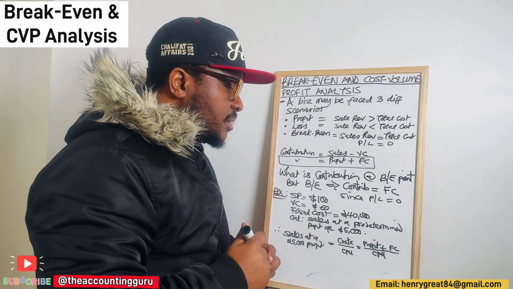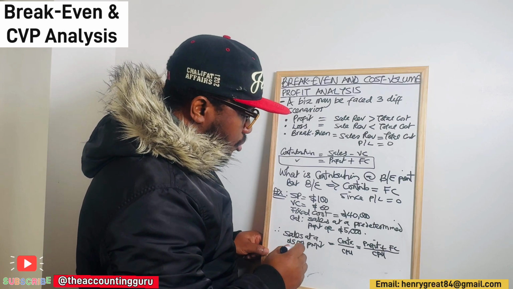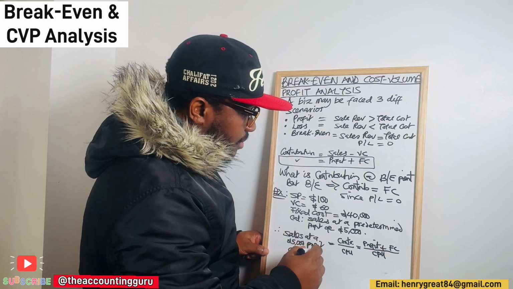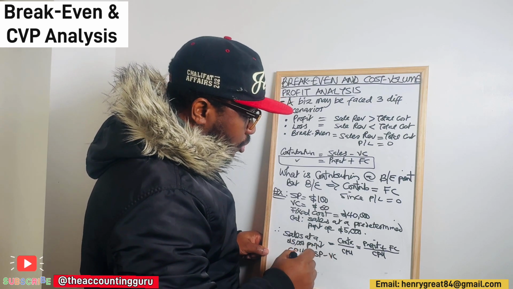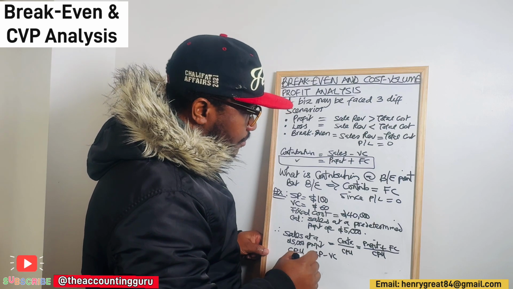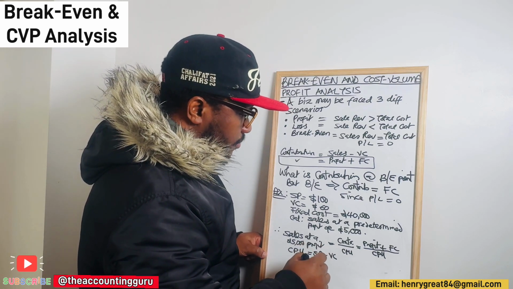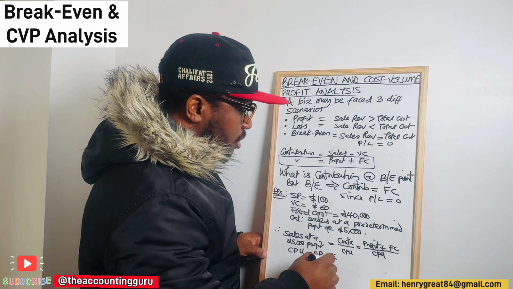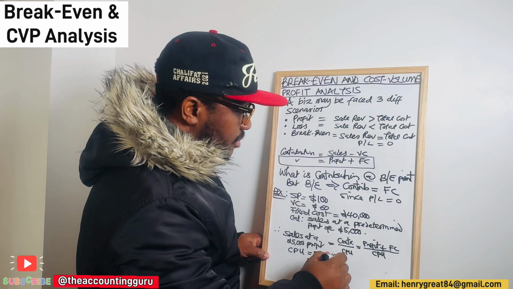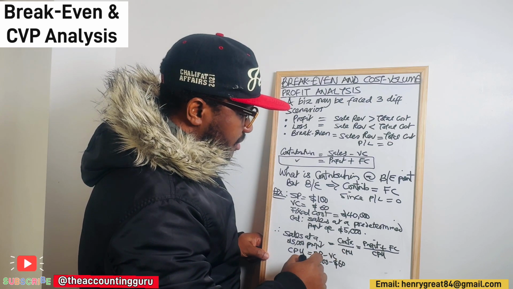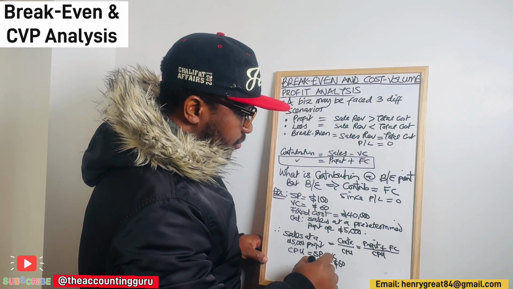Therefore, what is contribution per unit? CPU is selling price per unit, SP, minus variable cost per unit. So what is SP in this example? The selling price per unit here is $100. What is the variable cost per unit? The variable cost per unit here is $60. So the contribution per unit will be 100 minus 60, that is $40.